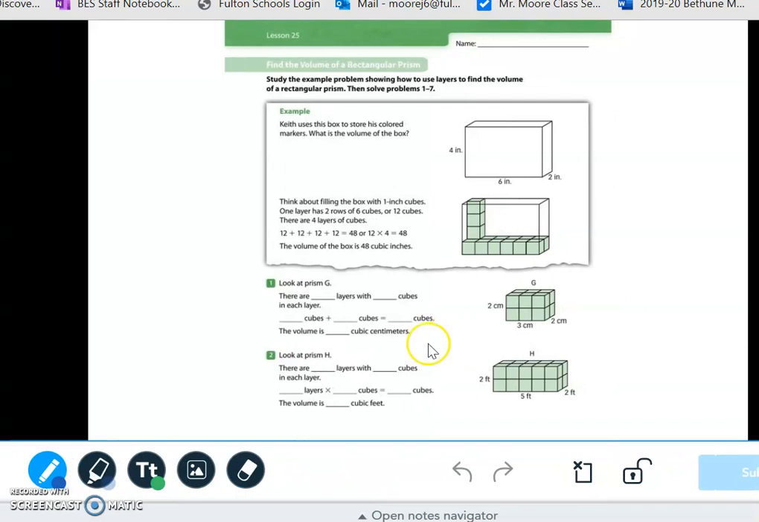Moving on to our next page. So it says, look at Prism G. It says there are blank layers.